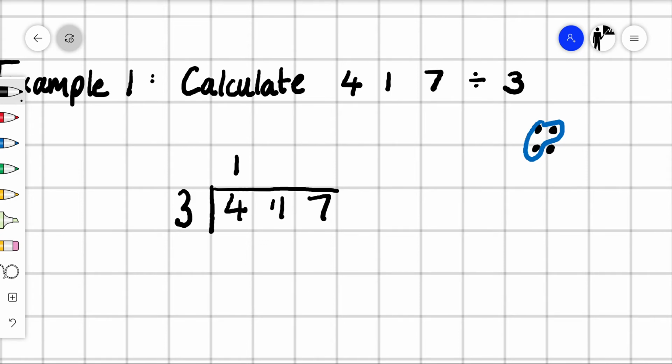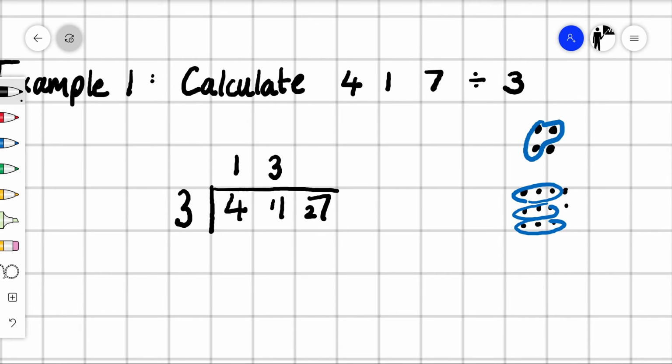And then we've got 11. So if you want to do this, 1, 2, 3, 4, 5, 6, 7, 8, 9, 10, 11. How many groups of 3 are there? There are 1, 2, 3, 4, 5, 6, 7, 8, 9. So there's 3 groups of 3 and 2 left over. And then I'm saying, how many 3s are there in 27?